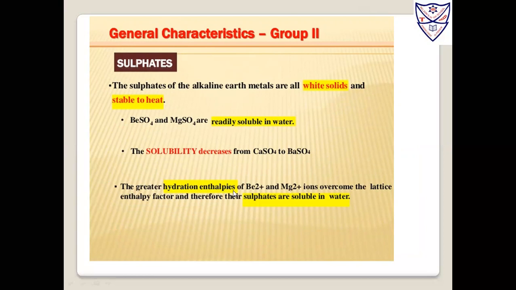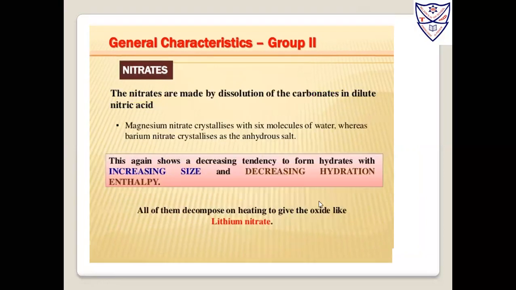The greater hydration enthalpy of Be2+ and Mg2+ ions overcomes the lattice enthalpy factor, and therefore their sulfates are soluble in water. So the sulfates with the greater hydration enthalpy, that is Be2+ and Mg2+ ions, overcome the lattice enthalpy factor. Therefore, their sulfates are soluble in water.